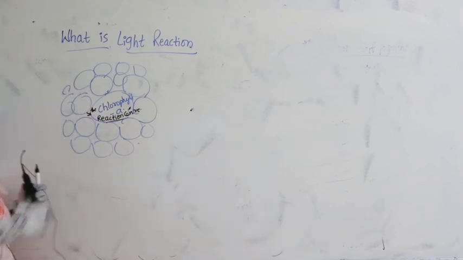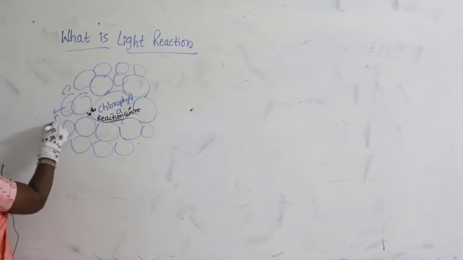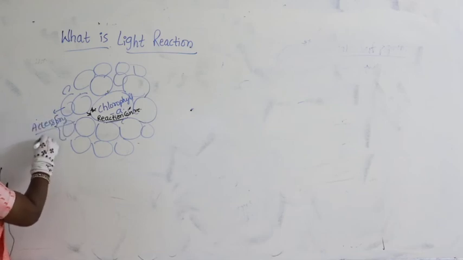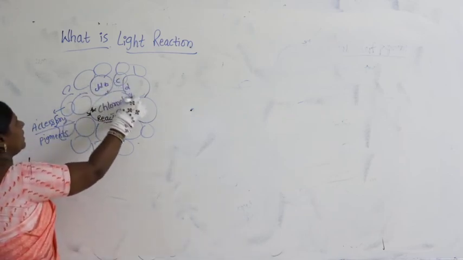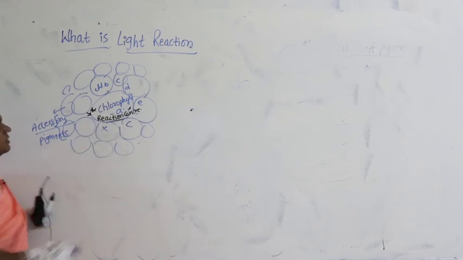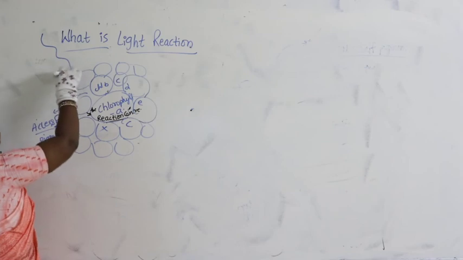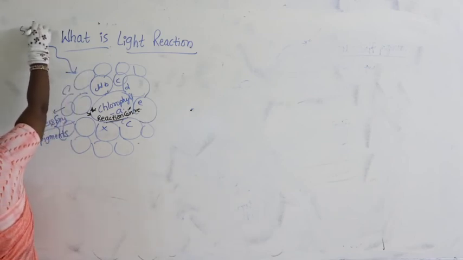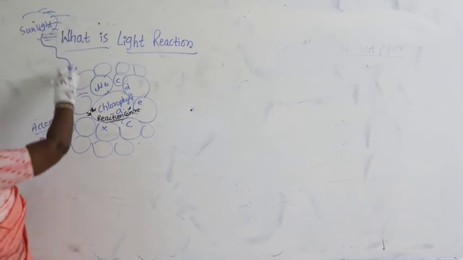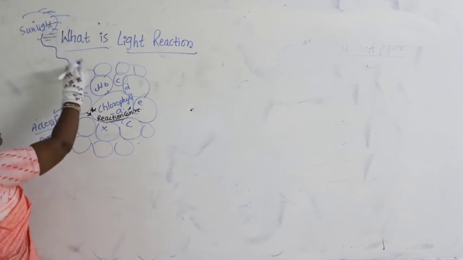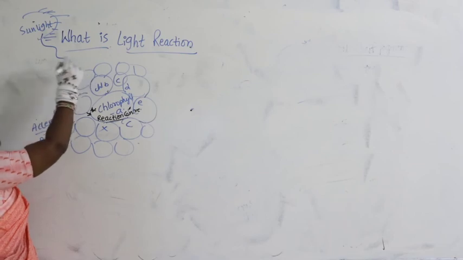What are they called? These are all called accessory pigments. What are accessory pigments? Chlorophyll B, C, D and E, carotenes and xanthophylls. Now, as sunlight is falling onto this, light is falling on the place where absorption of light is taking place.